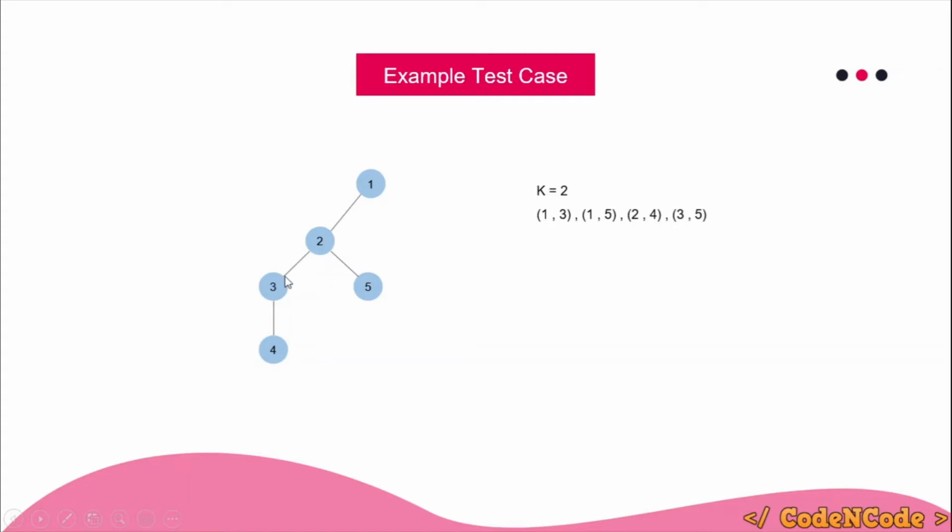1 and 3, you can see the distance is 2. Distance, by the way, is measured using the edges. So the number of edges from 1 to 3 is 2, and from 1 to 5, the distance between these two is 2 again. Similarly for 2 and 4, and 3 and 5. So for k equals 2, for this given test case, the answer is going to be 4.